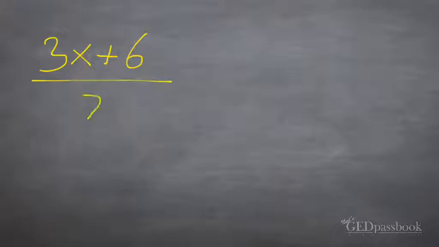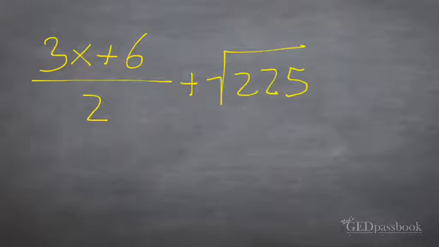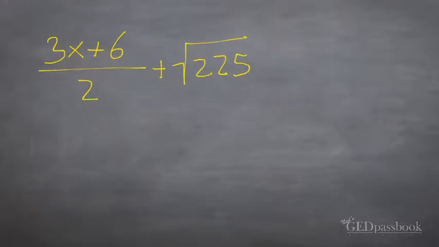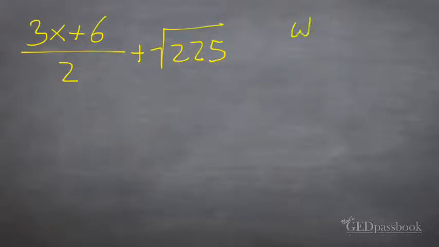(3x plus 6) over 2 plus the square root of 225, when x equals 4. Well, this is actually a pretty straightforward one too. But we're just getting through the beginnings of the examples.